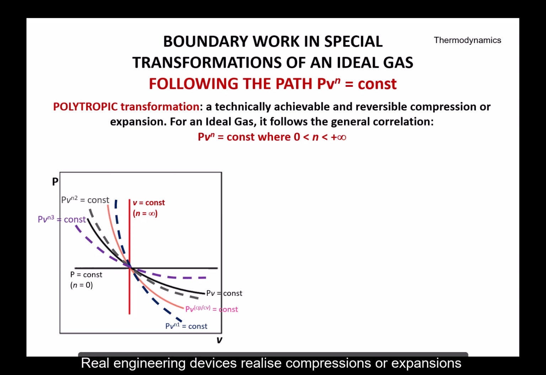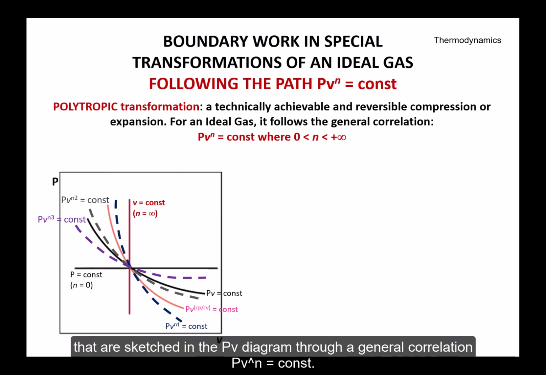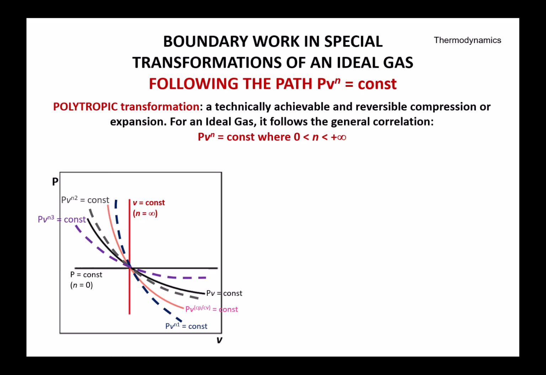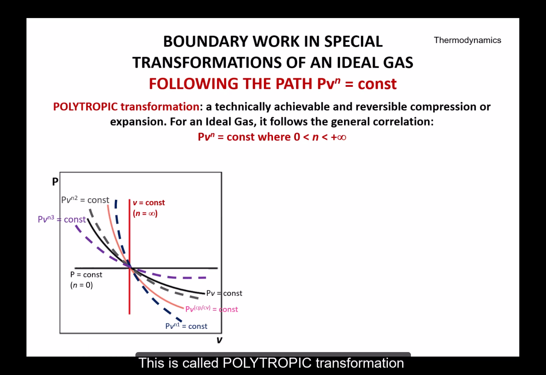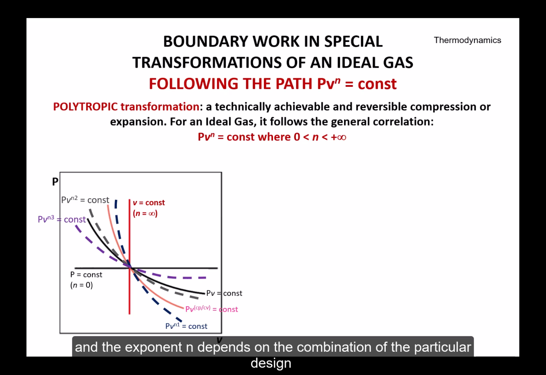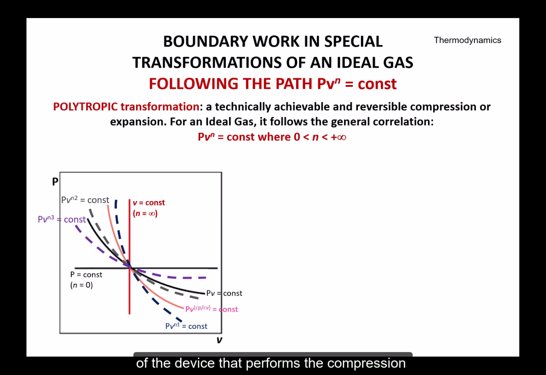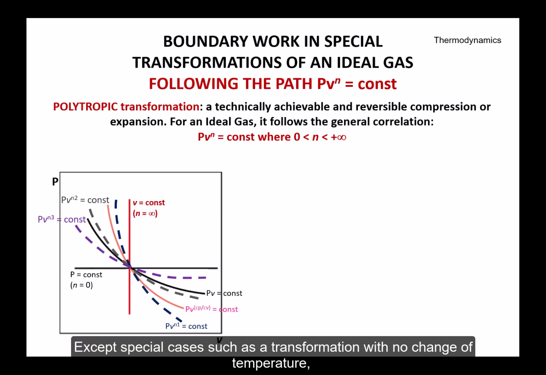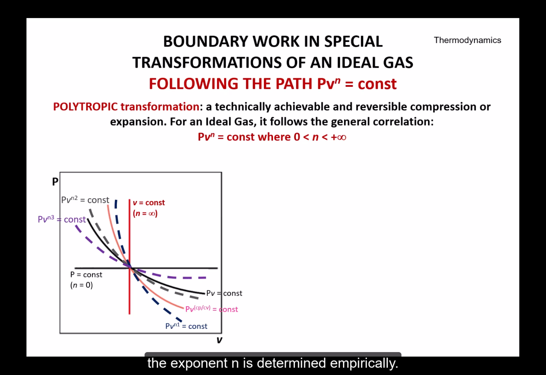Real engineering devices realize compressions or expansions that are sketched in the PV diagram through the general correlation P times V to the power of n equals constant. This is called the polytropic transformation, and the exponent n depends on the combination of the particular design of the device that performs the compression or expansion and the operating fluid. Except special cases, such as a transformation with no change of temperature, the exponent n is determined empirically.